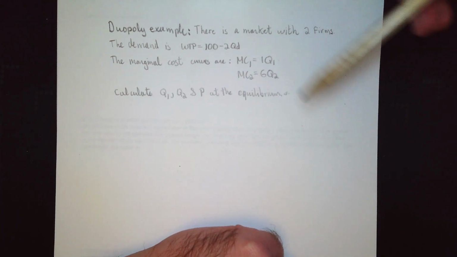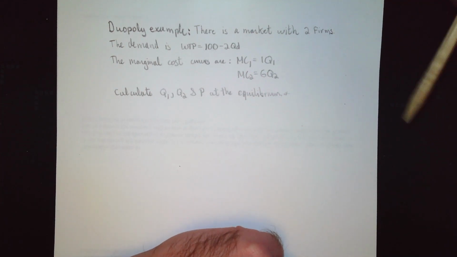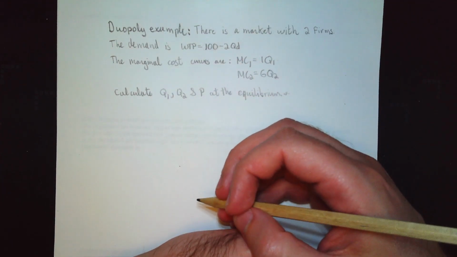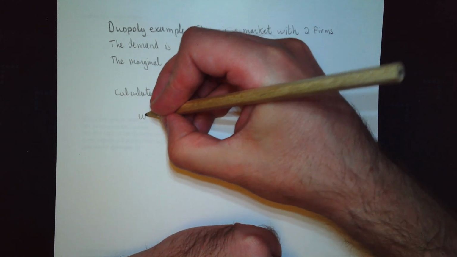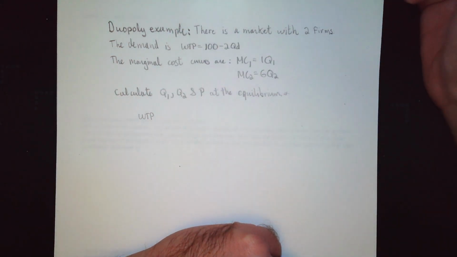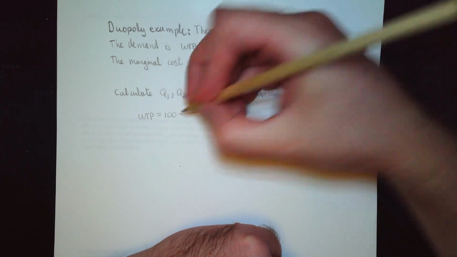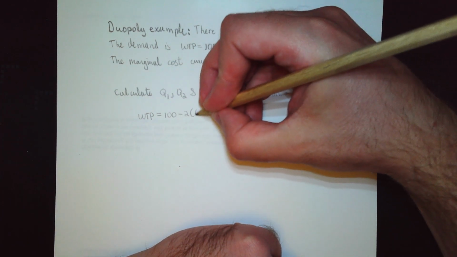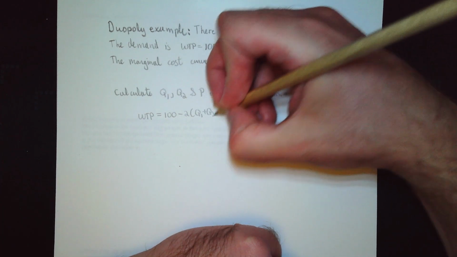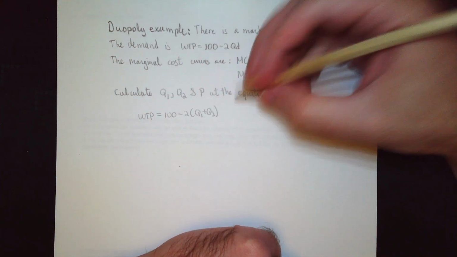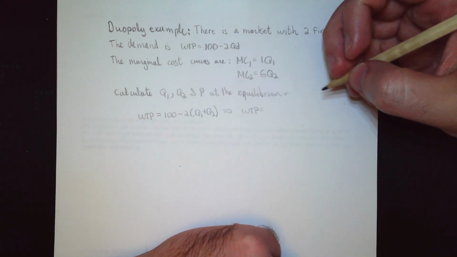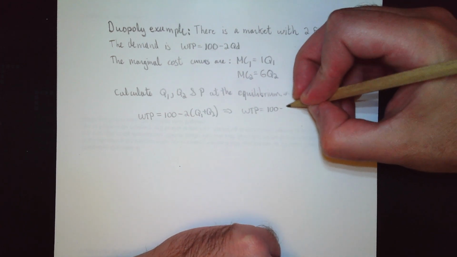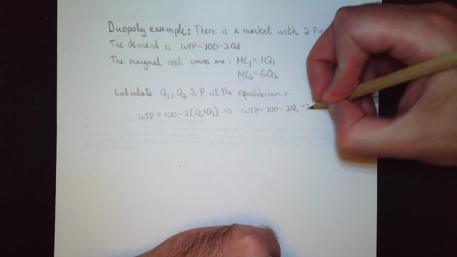So if I give you this here, the first thing we want to do is find the marginal revenue curve. In order to find the marginal revenue curve, we want to take the demand curve and rewrite it as a function of Q1 and Q2. Because there are only two firms in this market, we know that QD would be Q1 plus Q2. Does that make sense for everyone? If I rewrite this, the price or the willingness to pay is 100 minus 2Q1 minus 2Q2.